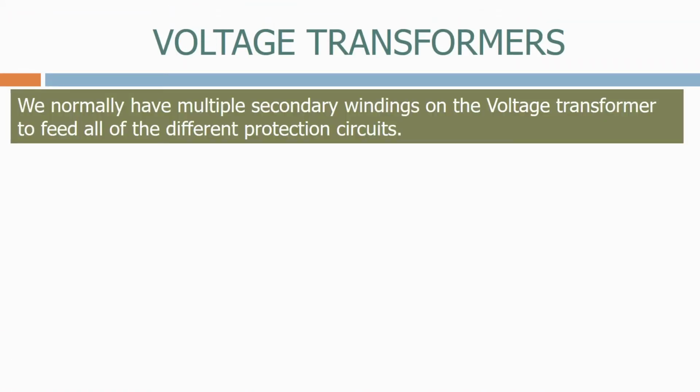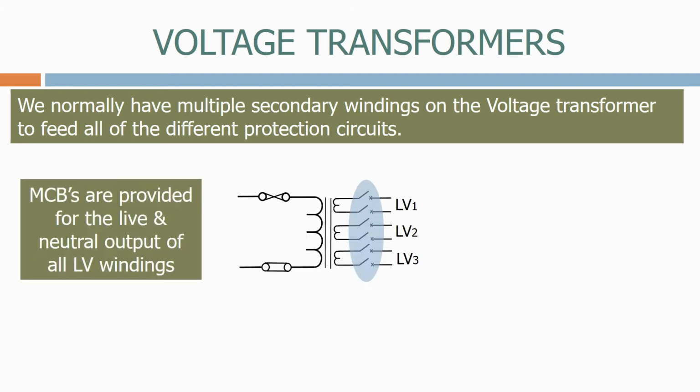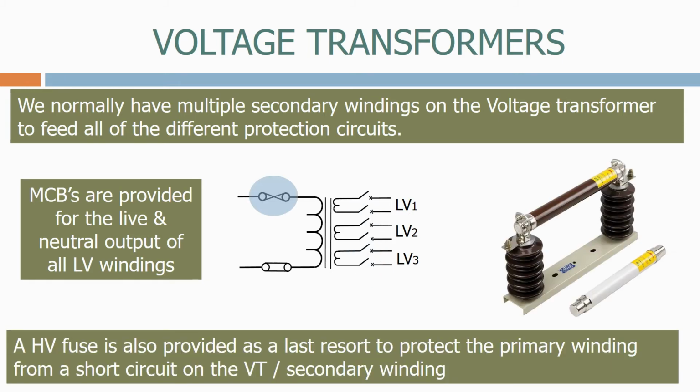We normally have multiple secondary windings on the voltage transformer to feed all of the different protection circuits. MCBs are provided for the live and neutral output of all LV windings. A HV fuse is also provided as a last resort to protect the primary winding from a short circuit on the VT or the secondary winding.